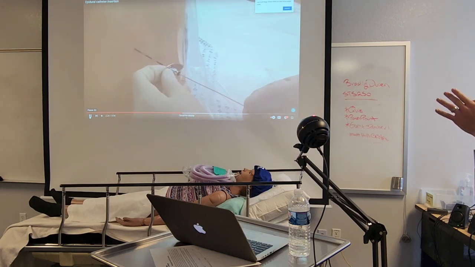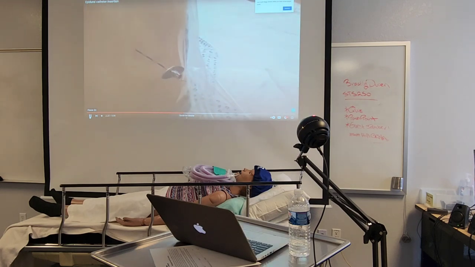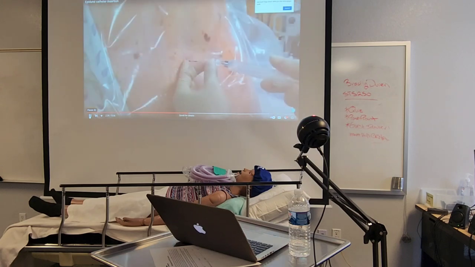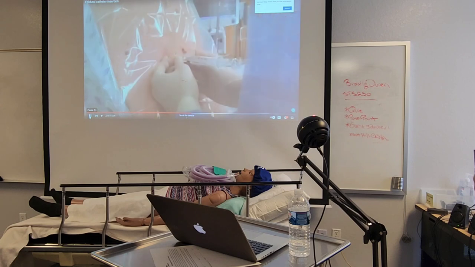Remove the stylet from the epidural needle and attach the loss of resistance syringe, which should contain no more than 2 to 3 milliliters of either air or saline. So that's that glass syringe. Before you advance the needle further, make sure that resistance is present by gently tapping the plunger.